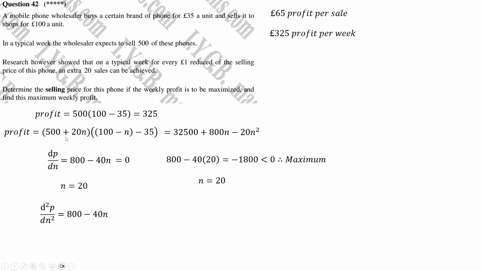We'll plug that into here, or into this one here, makes no difference. Actually, it's probably better if you're not using a calculator, just plug it into here, because it's a bit easier to multiply this out. So 20 multiplied by 20, and then 100 minus 20 minus 35, you'll get that. I don't know why that says 65. What, have I done something wrong? Let me just check.